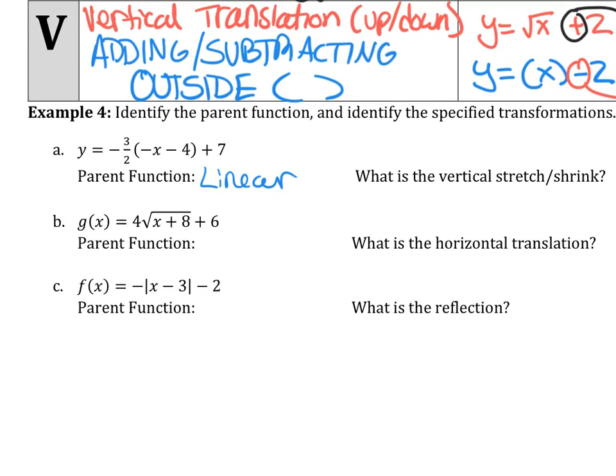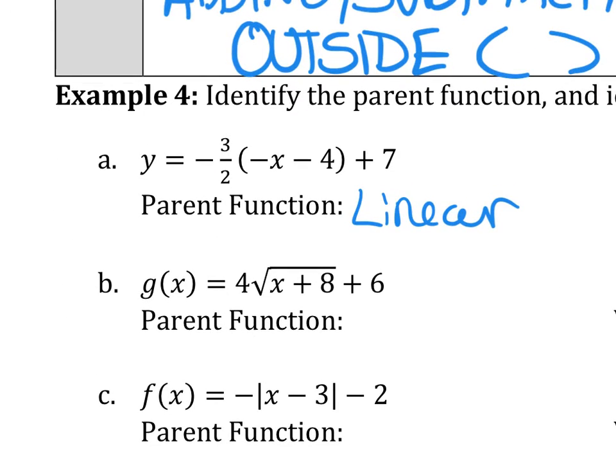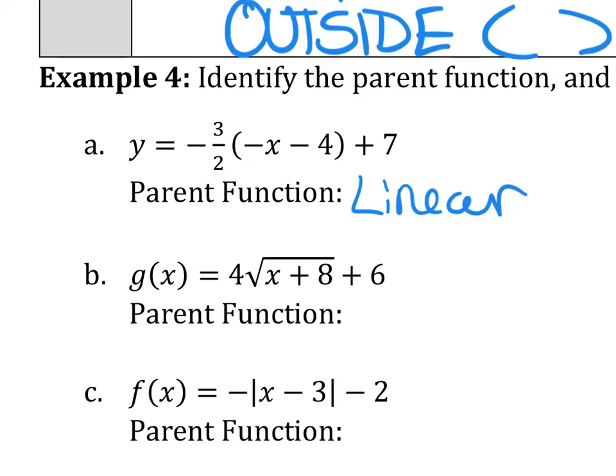And now we just want to identify what is the vertical stretch or shrink. What number in this equation is representing a stretch or shrink? Nope, that's the vertical translation. We want the stretch or shrink. This is what we did the other day, 2 days ago. The 3 over 2, not the negative. Negative is a reflection, just the 3 over 2.